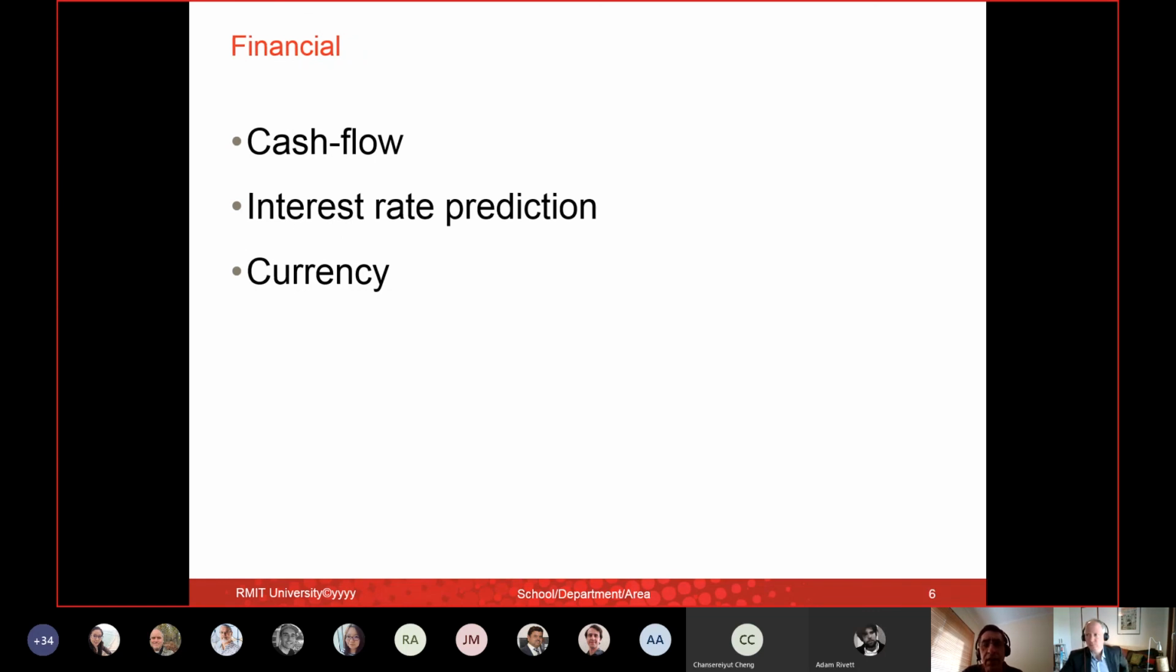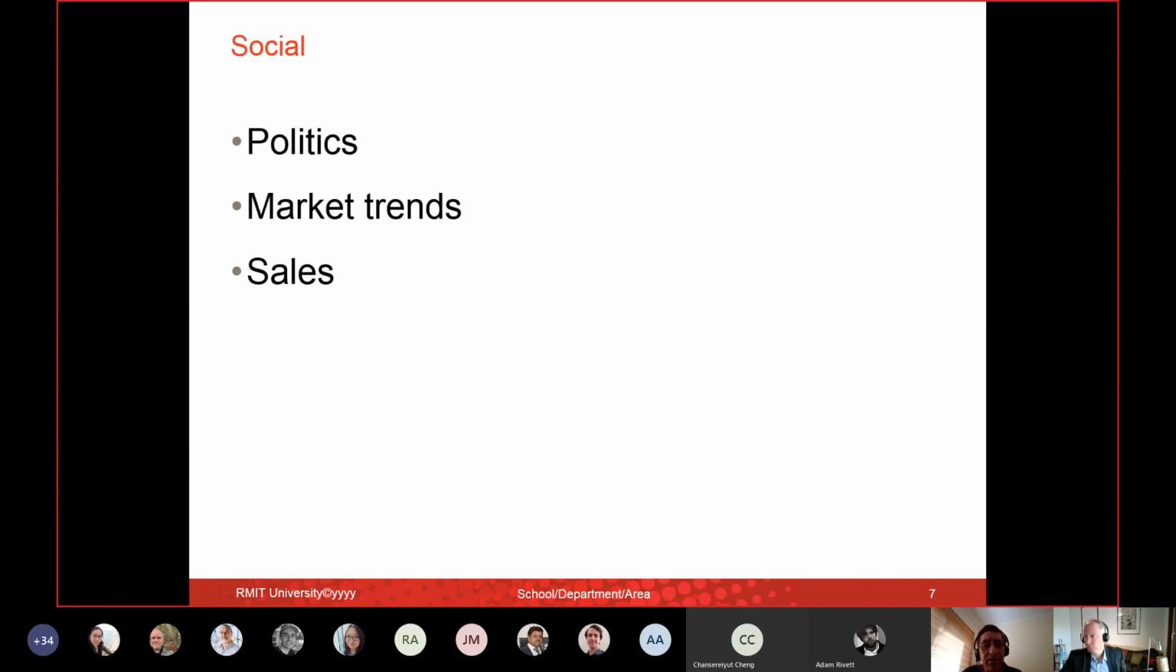Financial: we can understand the cash flow of people or of countries or of societies. We can do things like interest prediction. We can talk about currency. So these are major issues, and people who have access to the data need to be extremely careful in how it is used. Next slide, please.